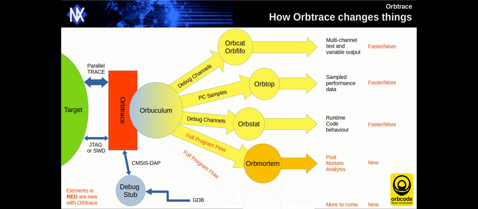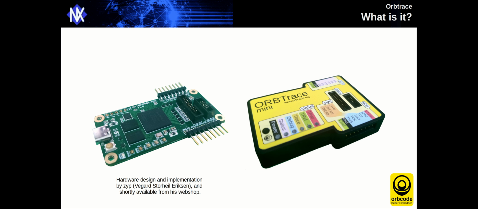So what does the device look like? Well, this is Orbtrace Mini. The implication being that there'll be a maxi or at least a full fat version at some point in the future. We'll worry about that later. But for now, this does everything we want it to be able to do.